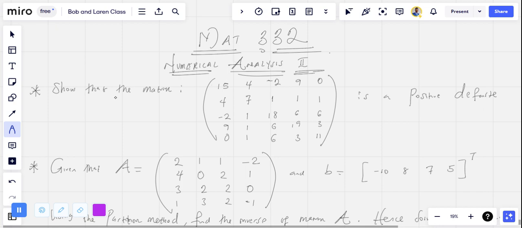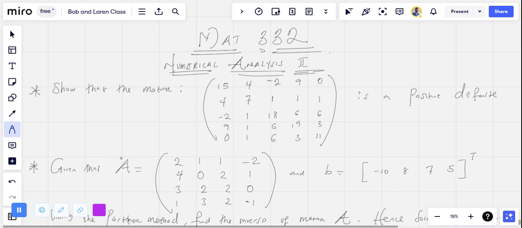So, the first question here, we want to consider a particular matrix. I think this is a 5 by 5 matrix. We want to show that this matrix is positive definite. So, how are you going to go about this? I think there's a particular short method to solve this, but that short method, you still have to evaluate a lot of expressions under it. Okay, that is the first question.